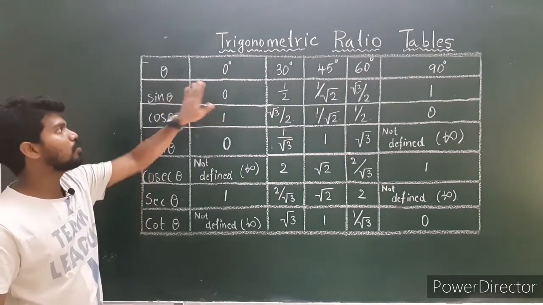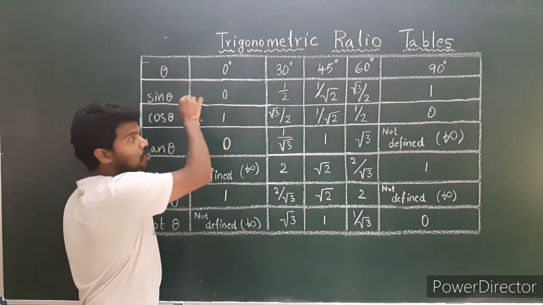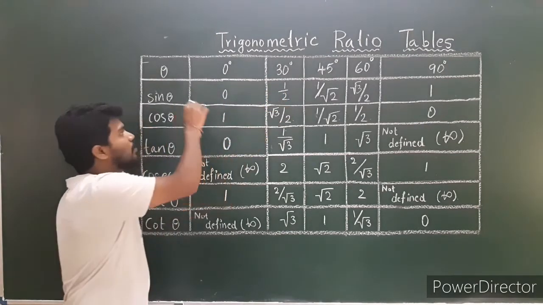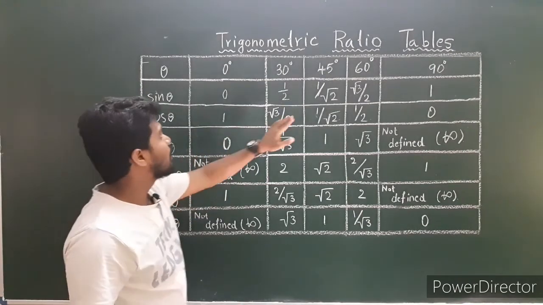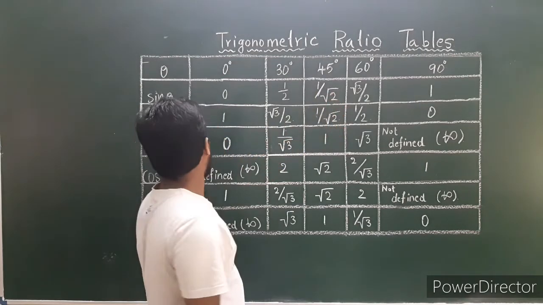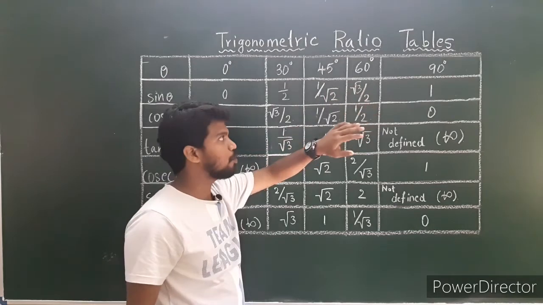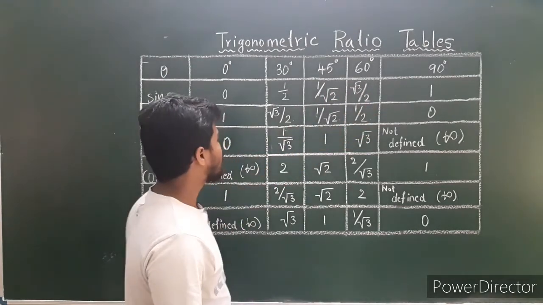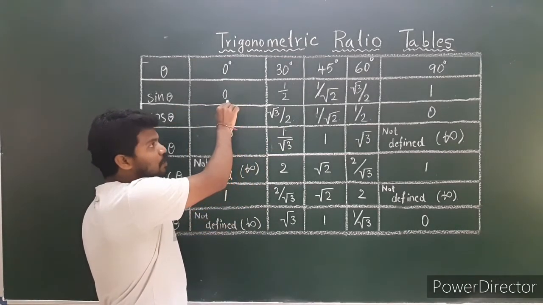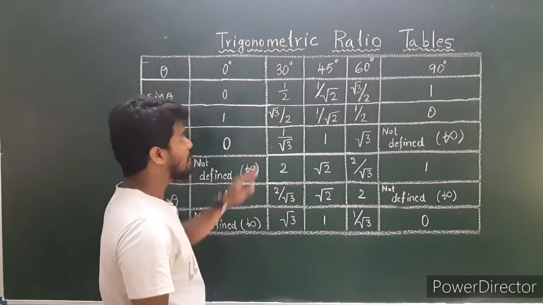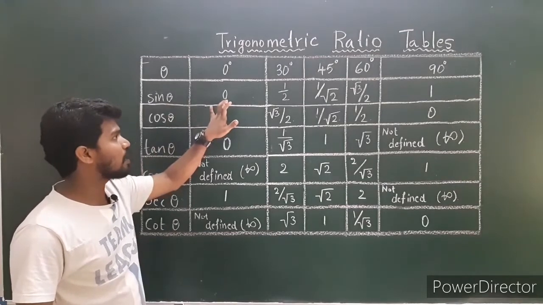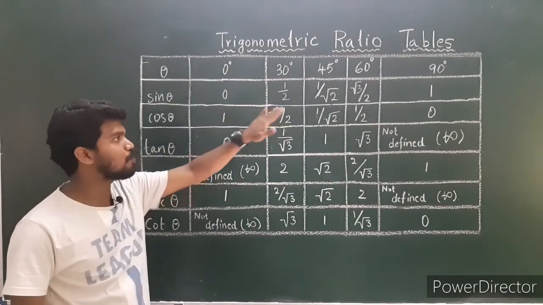So first, sine 0. Sine 0 value is 0. Sine 30 is half, or 1 by 2. Sine 45 is 1 by root 2. Sine 60 is root 3 by 2, and sine 90 is equal to 1. See that the value increases from 0 to 1. As the angle increases, the sine value also increases. It varies from 0 to 1.